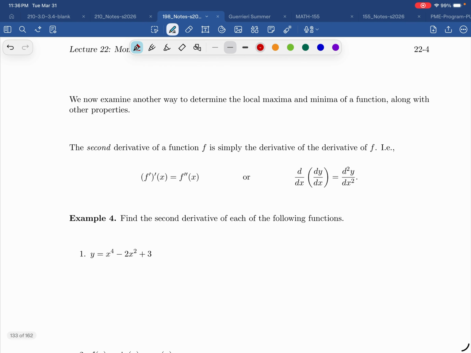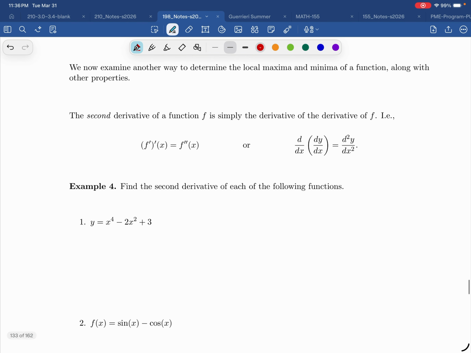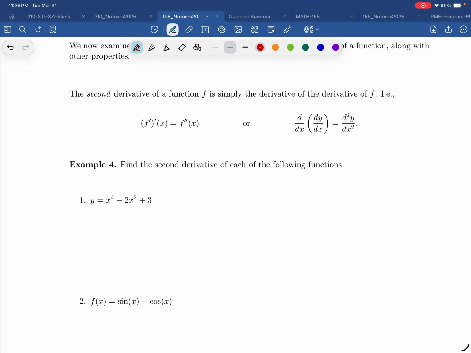let's just take a little digression here and look at something else. We've been using first derivatives to figure out a function's local max and min. Let's go ahead and take the second derivative of a function. All that is is the derivative twice, the derivative of the derivative. So we say dy over dx equals 4x cubed minus 4x. The second derivative would be d squared y over dx squared, and that equals 12x squared minus 4.